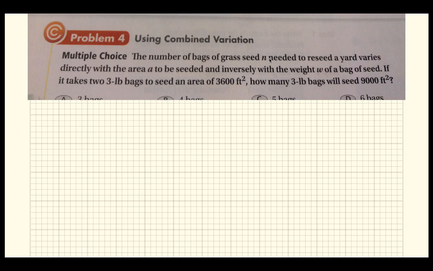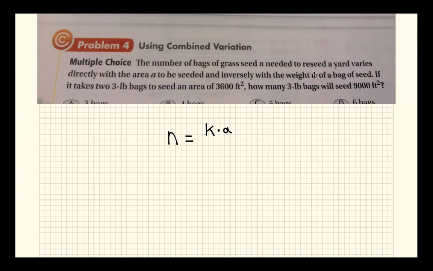So let's go ahead and reread and pick out all the important information. It says the number of bags N needed to reseed a yard varies directly. So when we see that varies directly, we should know if we're writing an equation, A needs to go in the numerator, up top. Varies directly with A, and inversely with W, the bag. So our equation should look like this. We have K, our constant of variation. A is varying directly and inversely with W, which is the weight.